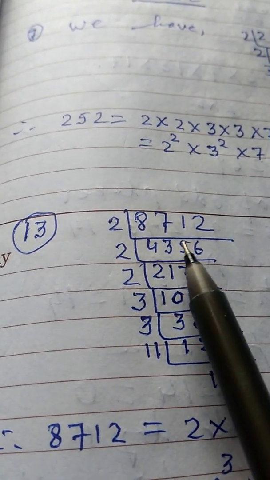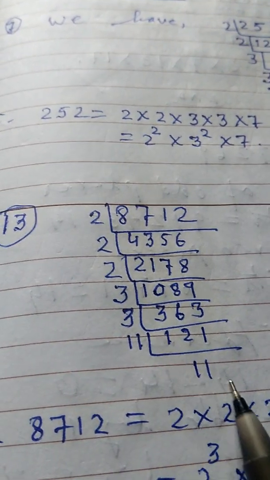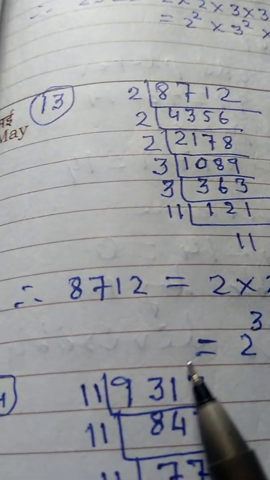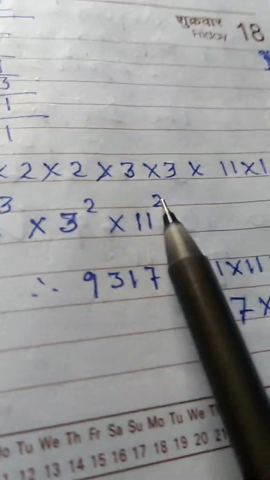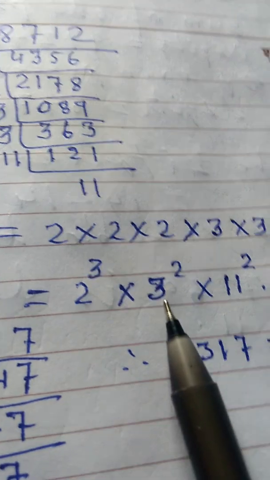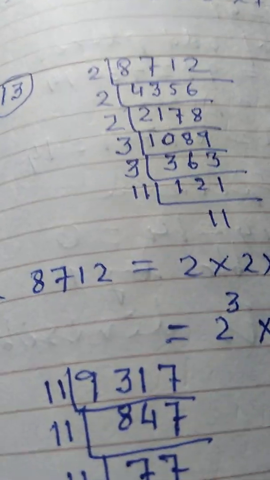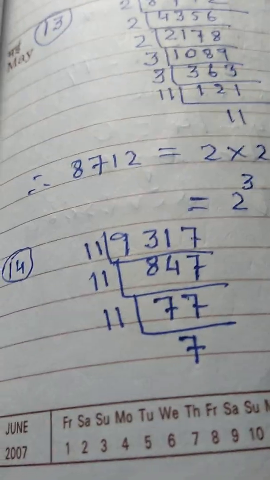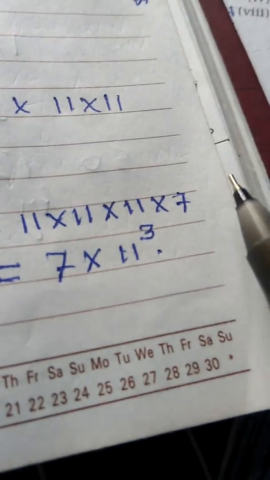8712. Divide by 2. This is the prime factorization of 8712. So 8712 can be broken into 2 into 2 into 2 into 3 into 3 into 11 into 11. So 2 appears 3 times, 2 to the power 3; 3 appears 2 times, 3 to the power 2; 11 appears 2 times, 11 squared. This is the prime factorization of 8712. In the same way, the next number gives 11 into 11 into 11 into 7, so 7 into 11 to the power 3.